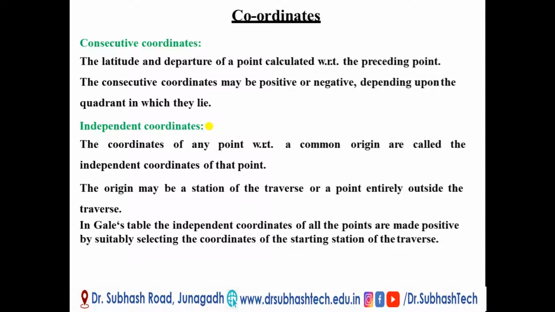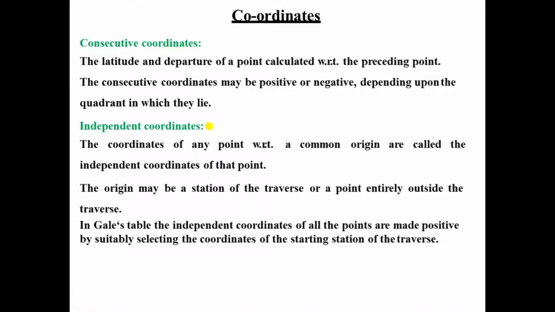In the coordinate system, two types of coordinates are calculated. One is the consecutive coordinate and the second is the independent coordinate. The latitude and departure of a point calculated with respect to the preceding point are called consecutive coordinates. The consecutive coordinates may be positive or negative depending upon the quadrant in which they lie.